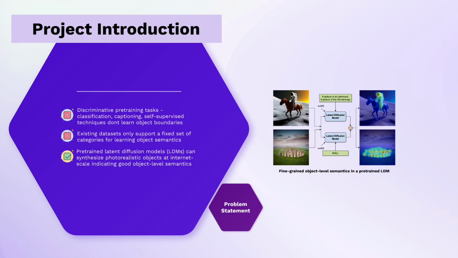However, the recently introduced latent diffusion models can synthesize various objects at internet scale. We can also observe on the right that the LDMs contain enough semantic information to coarsely segment categories such as an astronaut or the Stonehenge. So it's interesting to see that LDMs can be used to get semantic information for novel categories across the internet without needing any sort of pixel-level annotations.